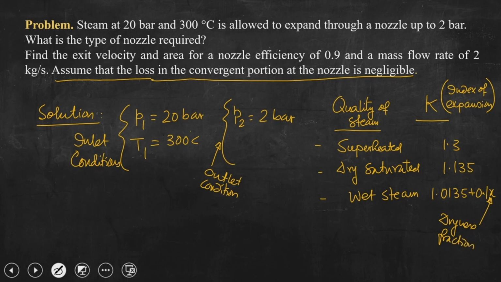So, we know what is the dryness fraction of steam. If the steam is wet at the inlet of the nozzle, then perhaps we know the dryness fraction. From there we can calculate K. So, these are very important.